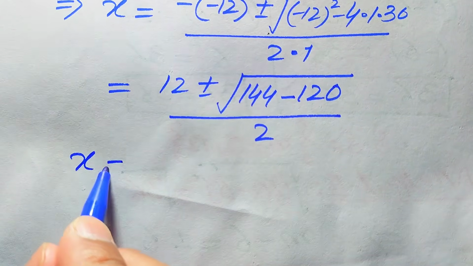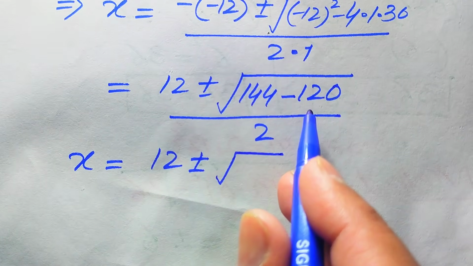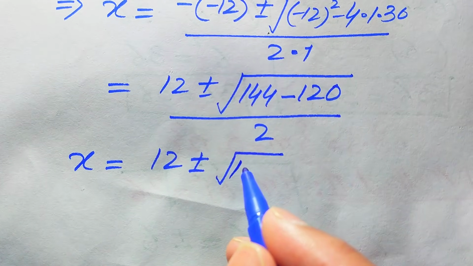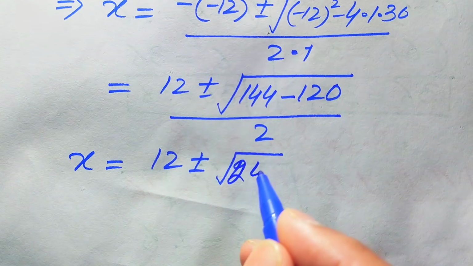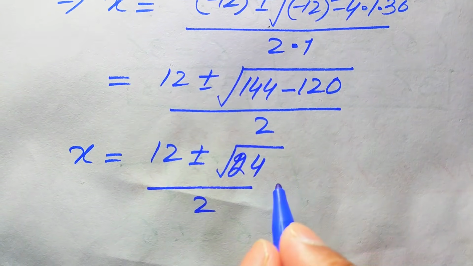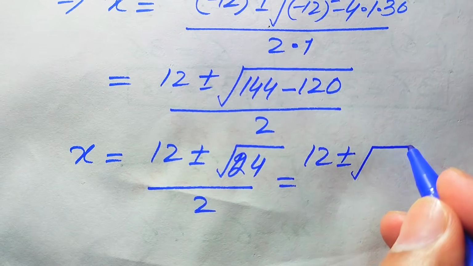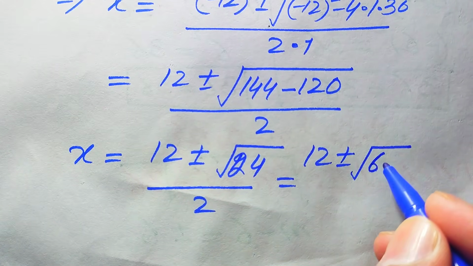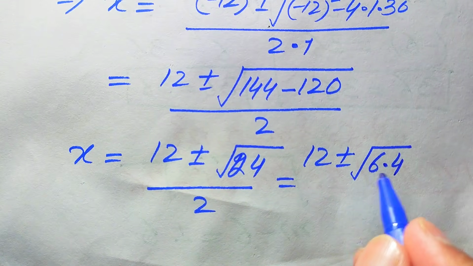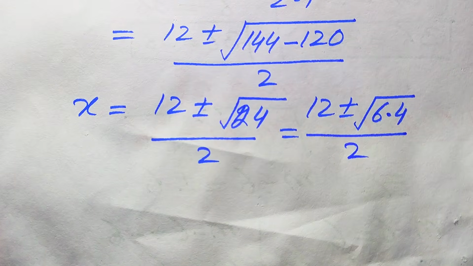And now in the next step we have 12 plus minus square root of 144 minus 120 becomes only 24, and it is divided by 2. So we rewrite this equation as 12 plus minus square root of 24, and we write 24 as 6 times 4. We know that 6 times 4 becomes 24, and it is divided by 2.